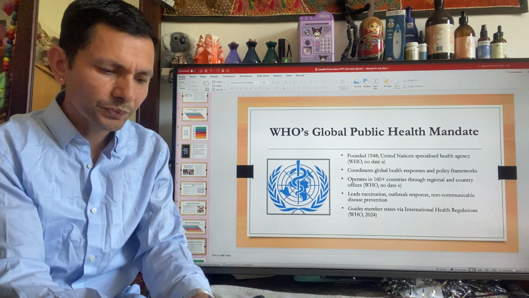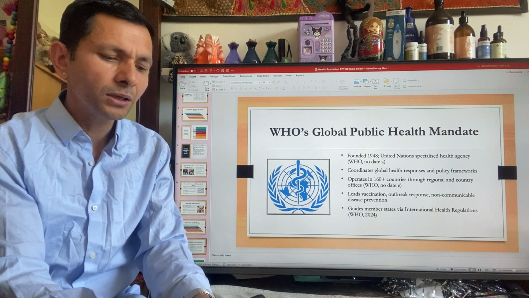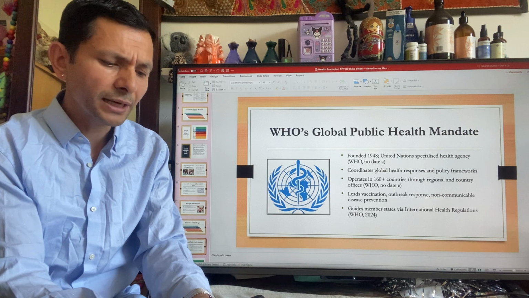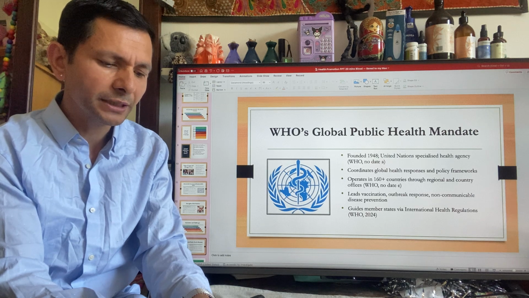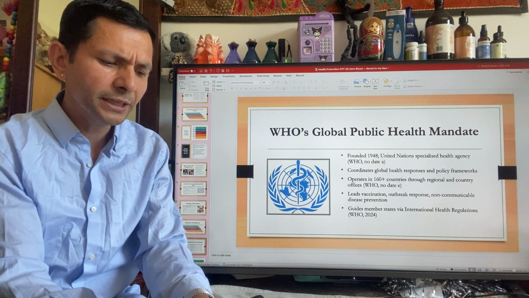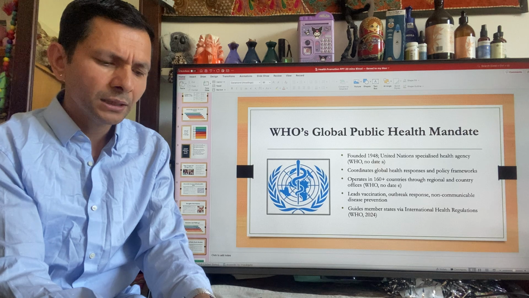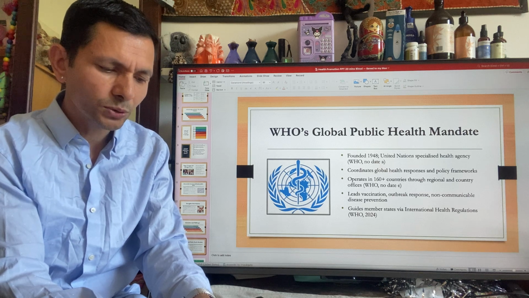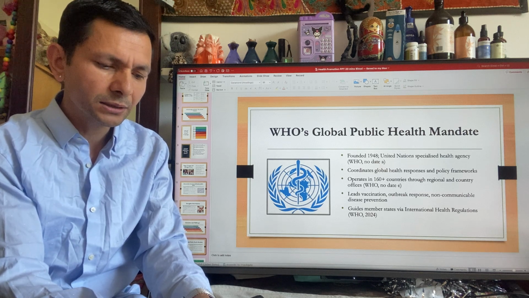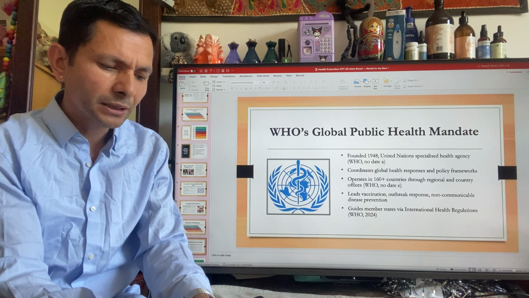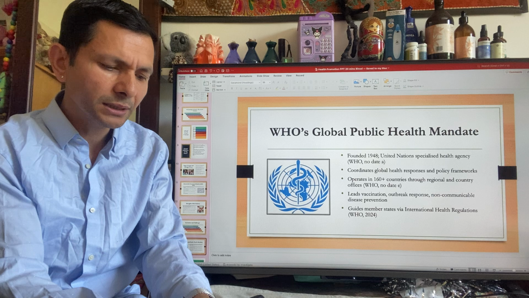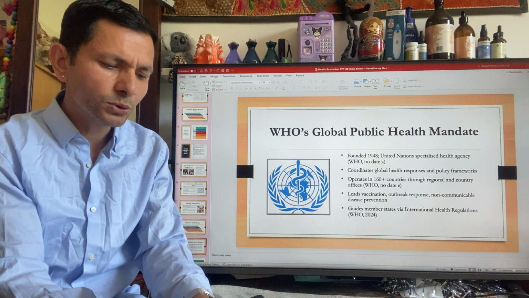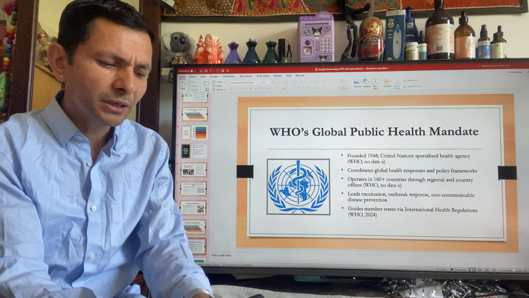WHO's global public health mandate. The World Health Organization was founded in 1948 as the United Nations specialized agency for health. Its role is to coordinate international responses to global health threats, set norms and standards, and provide technical guidance to countries. It operates in over 160 countries through regional and country-level offices.